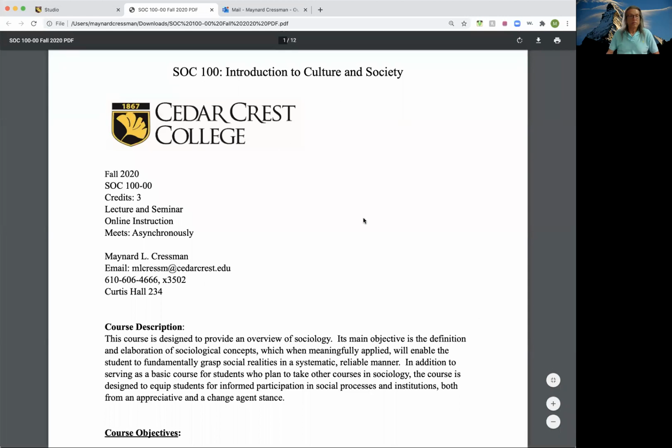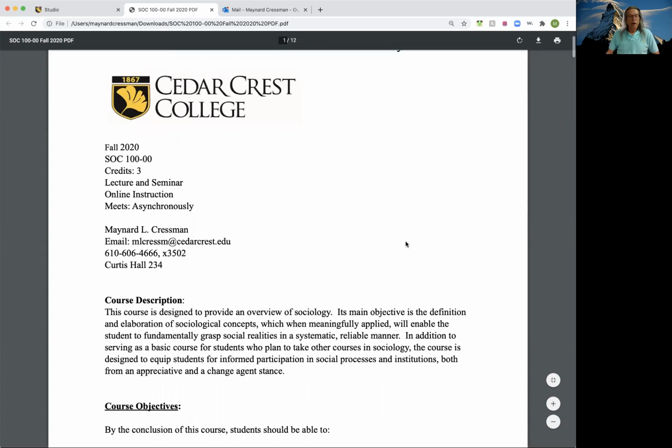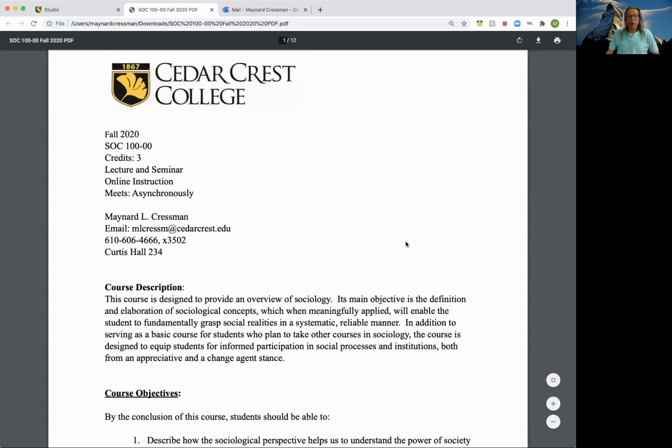Okay, well, without further ado, let's go to the syllabus. All right, this syllabus you will have found if you investigate the Canvas material. It's cleverly placed under syllabus. Anyway, it's the standard course I've been teaching for years here. It's called Introduction to Culture and Society at Cedar Crest, but it's the same thing as Intro to Sociology or Introductory Sociology as it's typically called at other institutions.